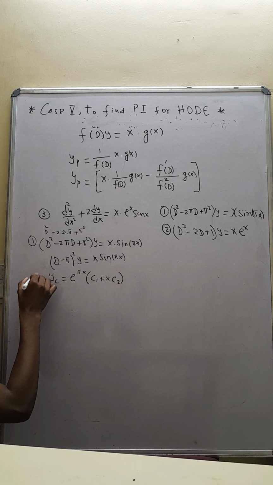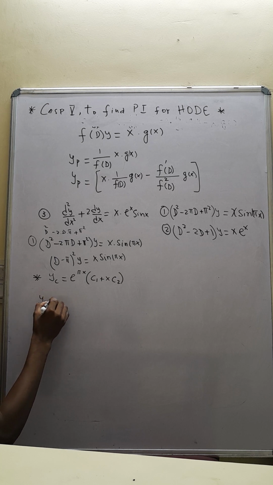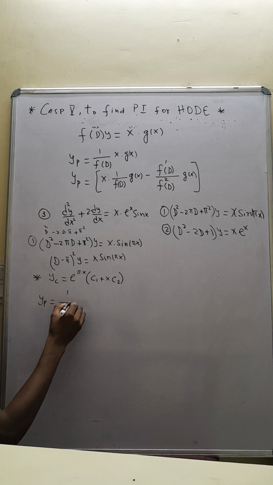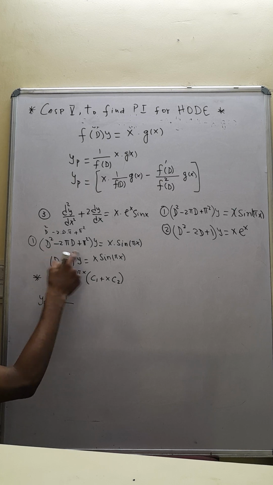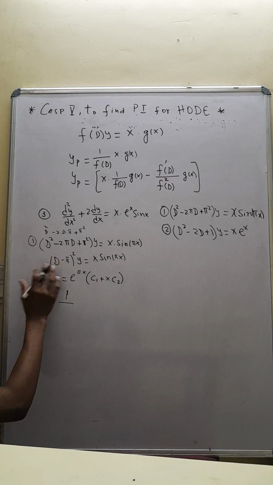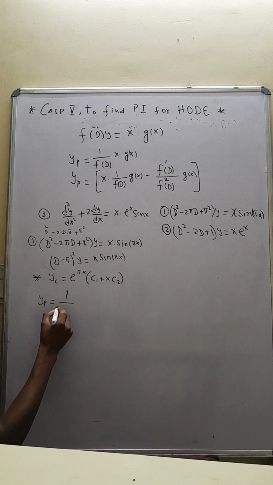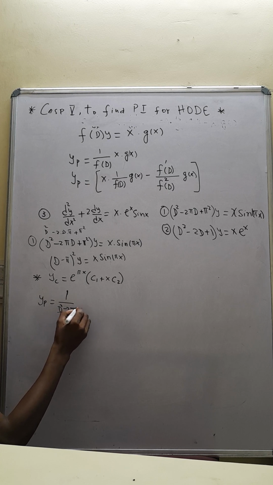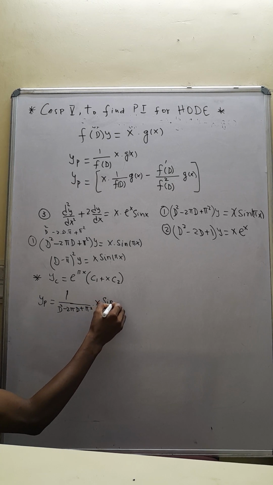Nice. I'll call this star. This is your yc. So what will be my yp? That's the question. yp will be 1 upon f of D. What is f of D? It is this function. You can put them together, all of it, or you can just reduce it in this form. It's up to you. So I will put here D squared minus 2 pi D plus pi squared, times x sin of pi x.